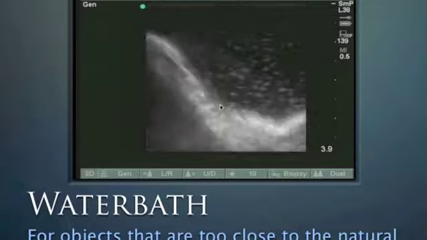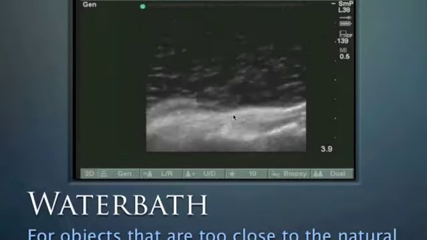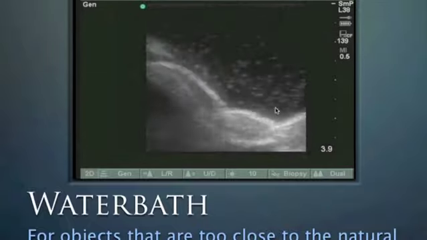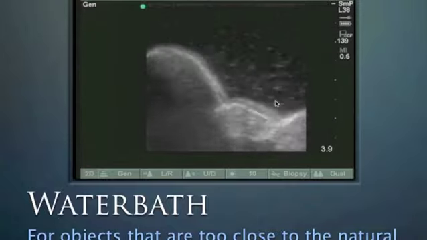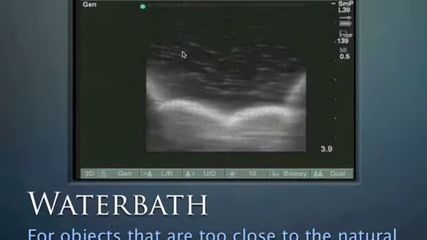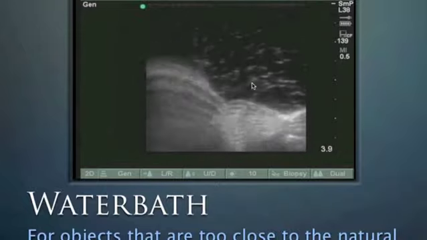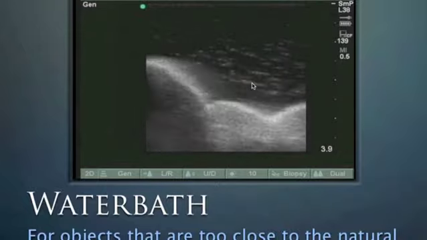In other words, some places are hard to get gel. Some of the little nooks and crannies here are hard to get gel into, but when we can submerge something in water, the water fills in all those gaps, and we have very good visibility of all these articular surfaces.